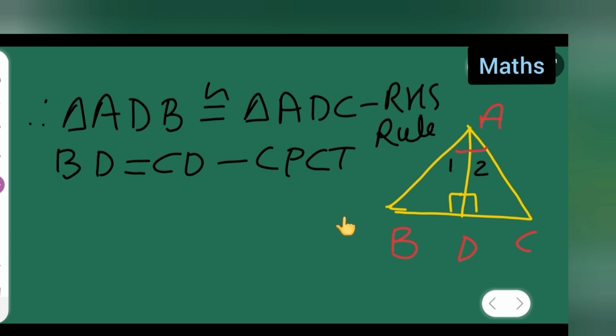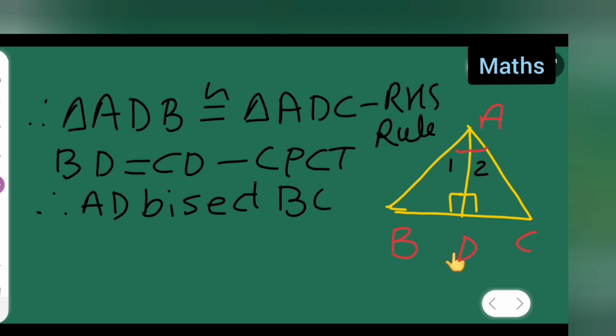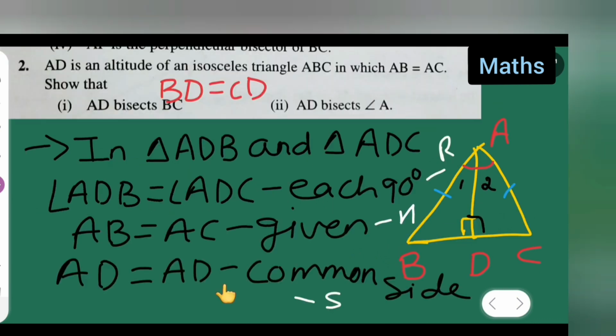Next, what I was supposed to prove. But before that, you all can take down this: therefore, AD bisects BC. Once you prove that BD is equal to CD, you all can say that AD is bisecting BC. Now the second thing you are supposed to prove is that AD bisects angle A.